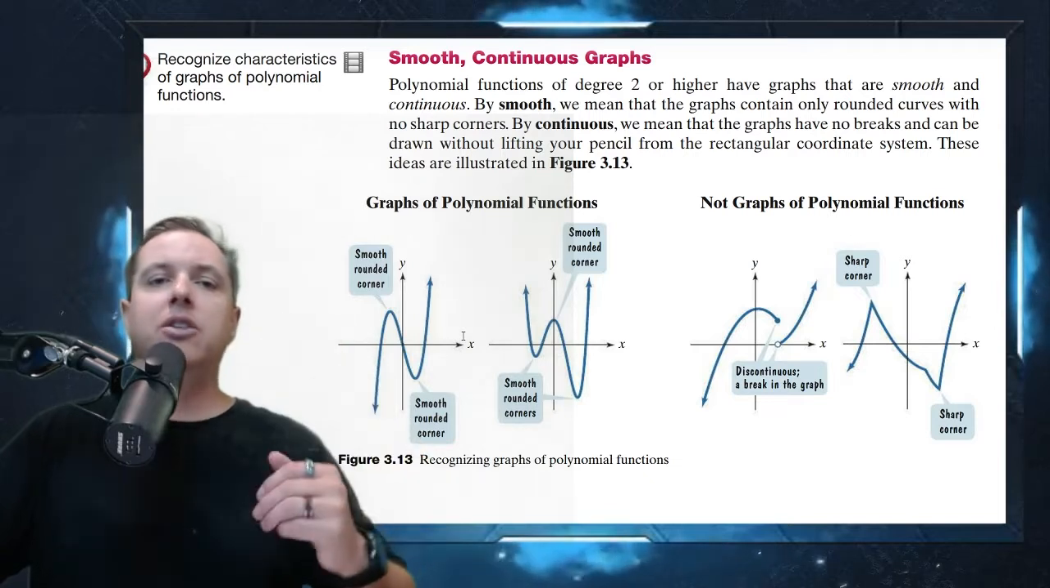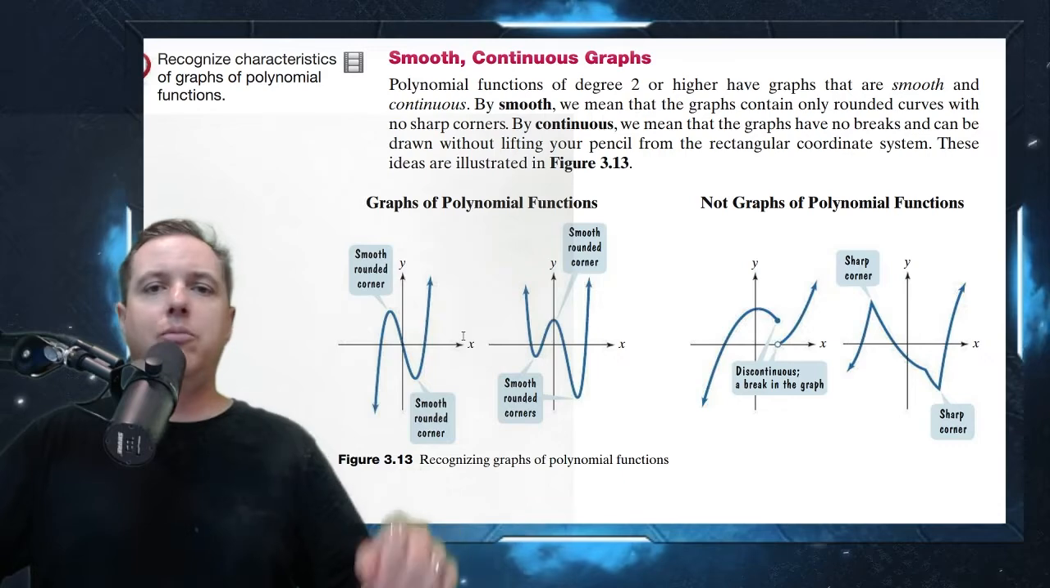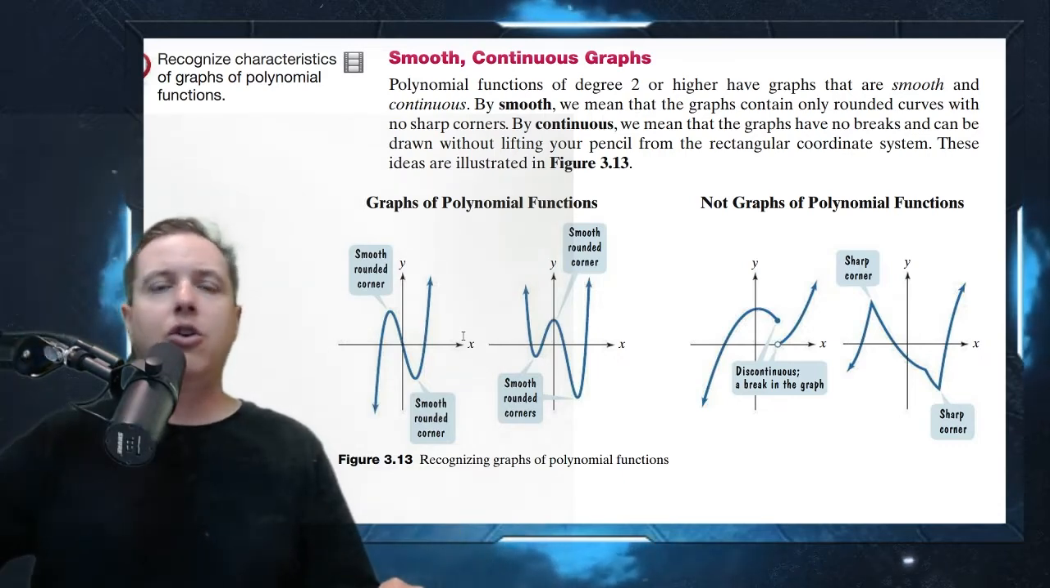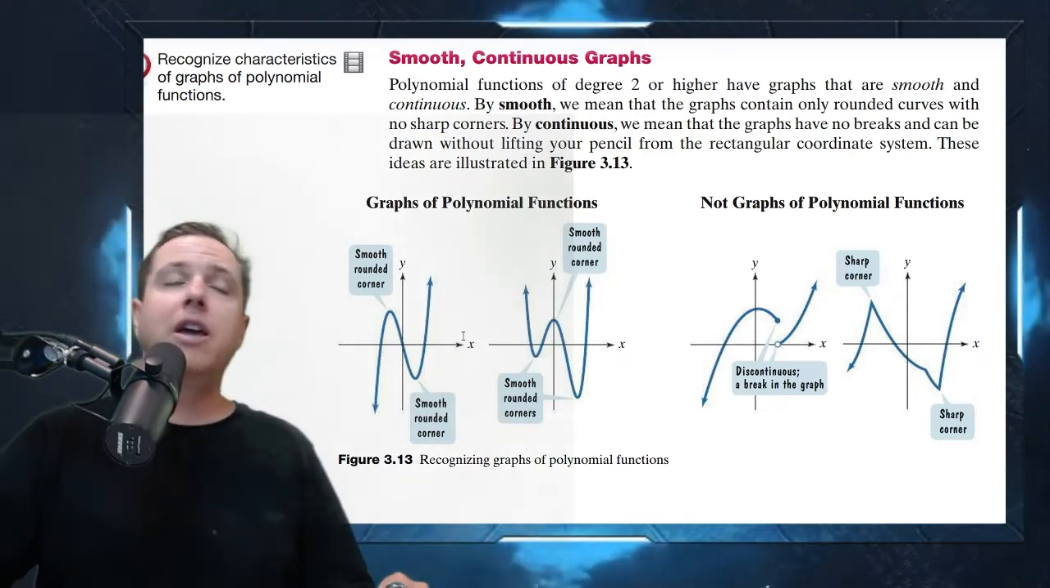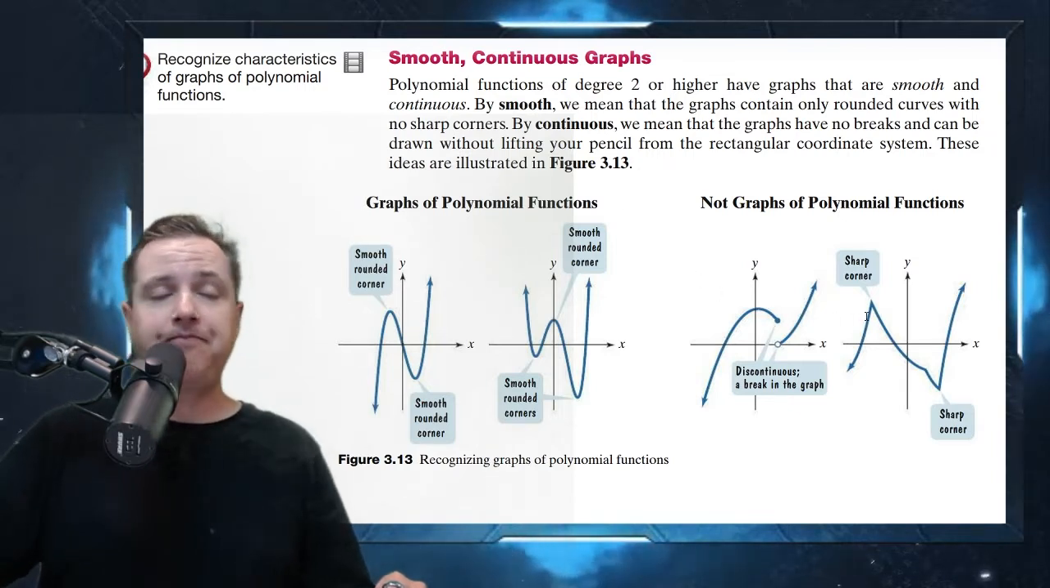There's no jump discontinuities. There's no holes. There's no kind of weird behavior. It's just you put your pen down and you draw a nice, smooth curve, and that's what polynomials look like. As opposed to over here where we have some discontinuities, we have sharp corners.